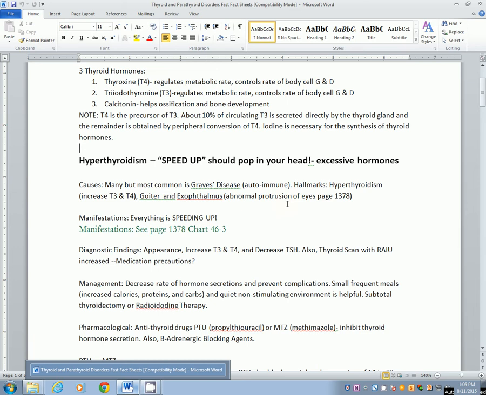Now what you need to remember is that T4 is a precursor of T3. You have to have T4 to convert it. About 10% of circulating T3 is secreted directly from the thyroid gland, and the remainder is obtained by peripheral conversion of T4 to T3. So you can see if you have a deficiency of T4, you're in trouble with T3. Iodine is necessary also for the synthesis of thyroid hormones. So in the presence of lacking iodine, T3 and T4 will be down.